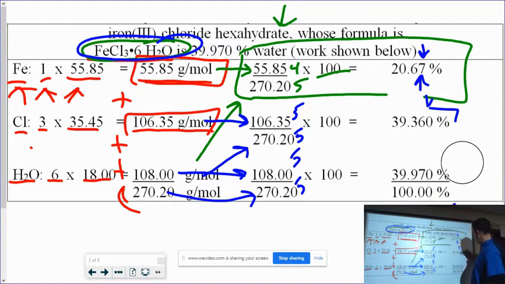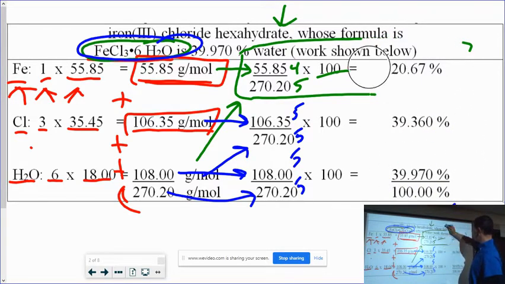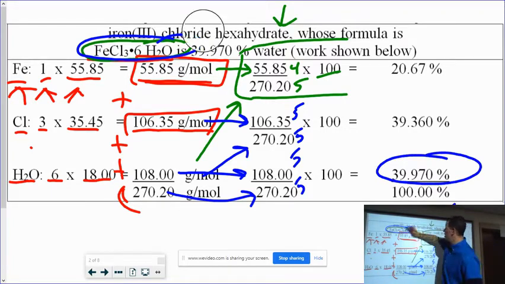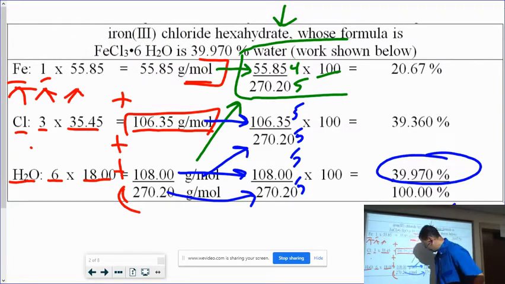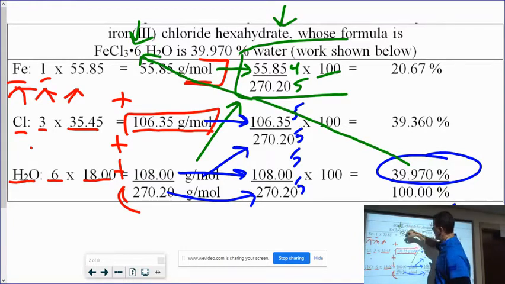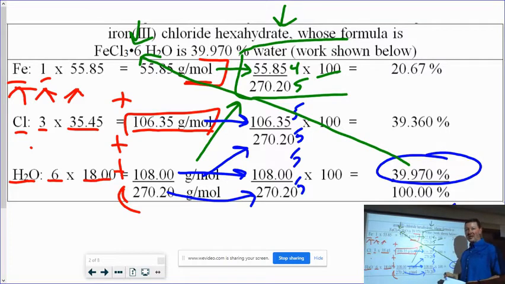So where does this come in? Well, tomorrow's lab is all about finding the percent water in the compound, so finding this number, and that will lead us to how many water molecules are in the compound. So this is what we're going to be trying to figure out tomorrow, and that's what this dry lab is all about. So this percentage will help us identify how many water molecules are actually in the compound. So that's what all this work was all about.